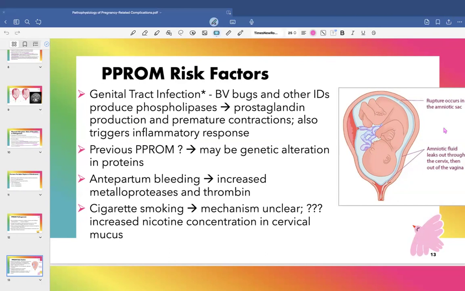Antepartum bleeding, so if they have bleeding before they go into labor, that bleeding process is going to stimulate the release of thrombin as well as those metalloproteases, and we're back to that same process of breaking down the structural integrity of the amniotic sac. Smoking, cigarette smoking, is a risk factor. We don't know the exact mechanism, but we do know that nicotine itself collects in the cervical mucus. It's highly concentrated, which is one of the reasons it is linked to cervical cancer. And for some reason that is also a risk factor, although we don't know the exact mechanisms.